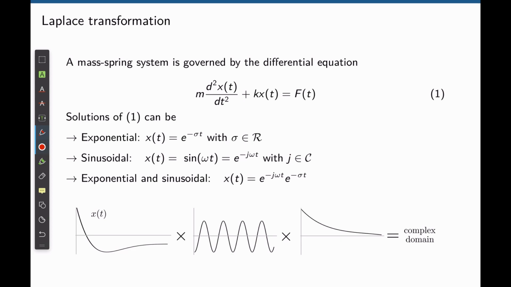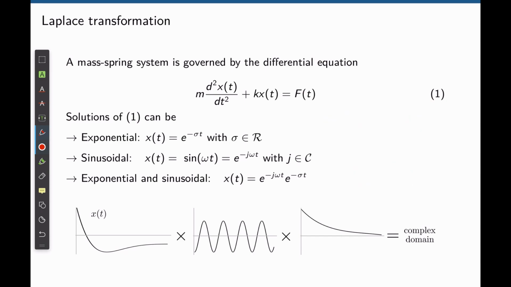The reason that the solutions can only have one of these two forms is that a derivative of an exponential is an exponential itself, but a scaled version of it. And the derivative of a sine wave is also a sinusoidal wave, but with a phase shift, and with a scaled version of itself. These are the only functions that have these properties.